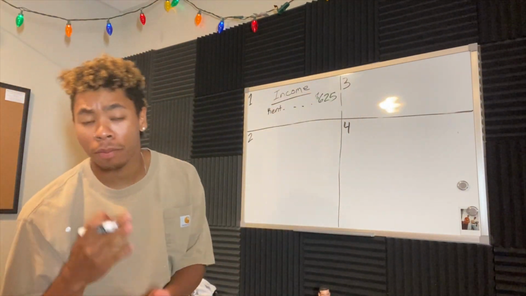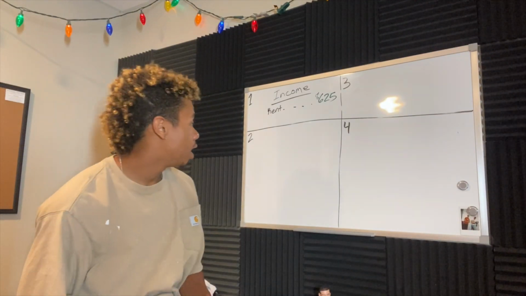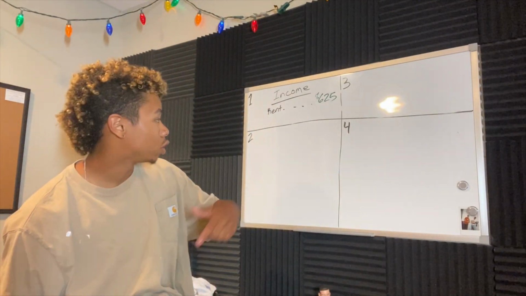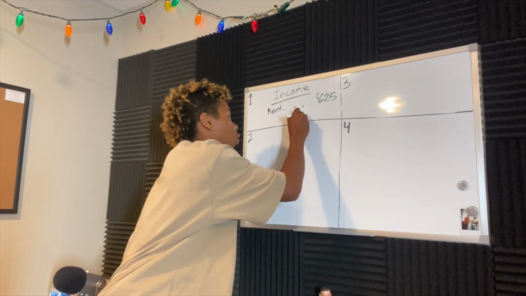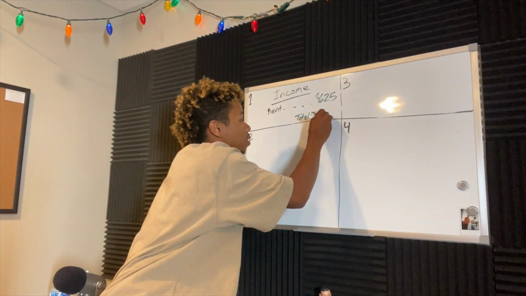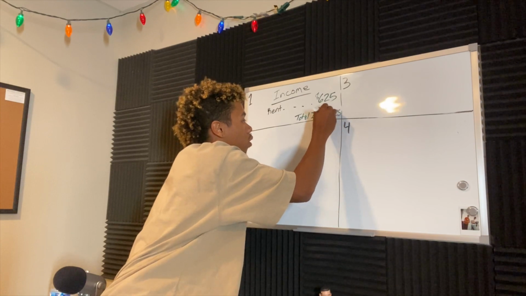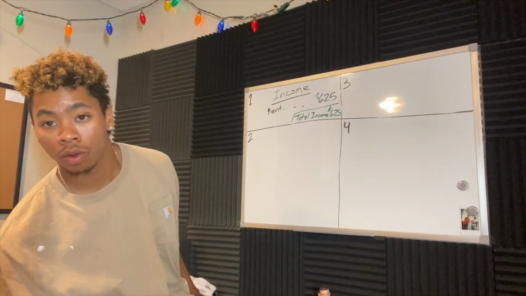Other places have like a parking fee or a storage fee, but I don't have any of those, so we're just gonna go $625, and that is our total income. Total income, $625. Put a little box around it so we know where it is.